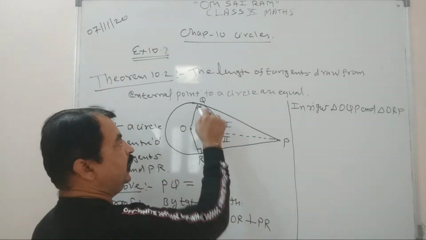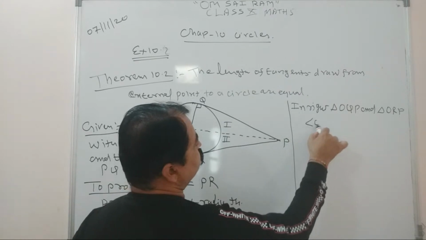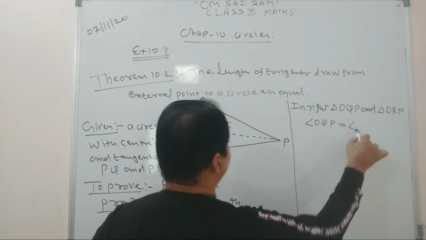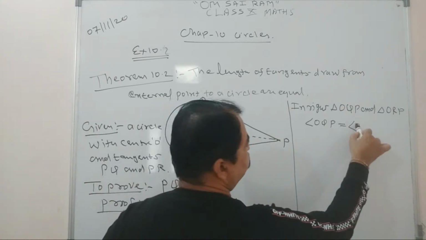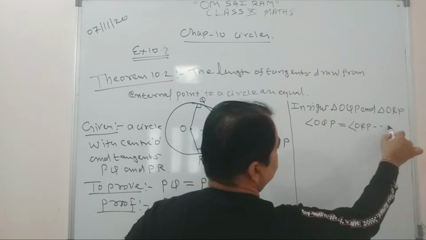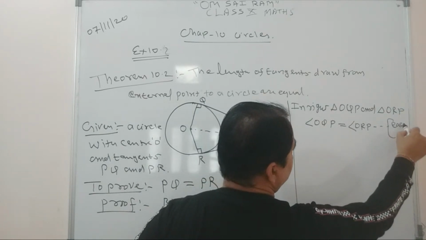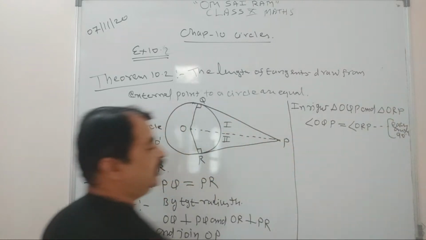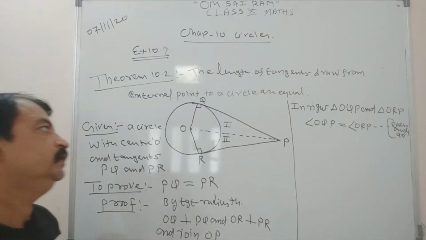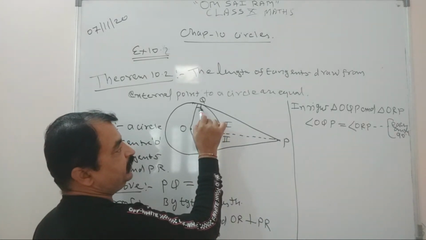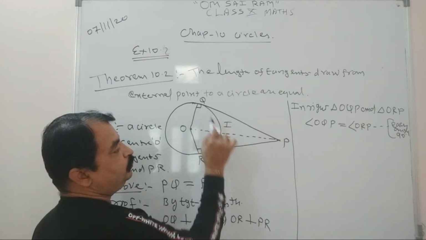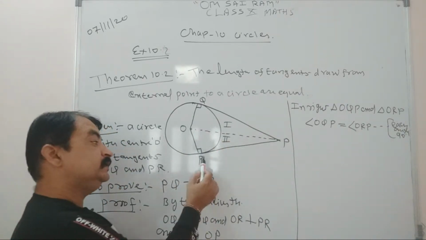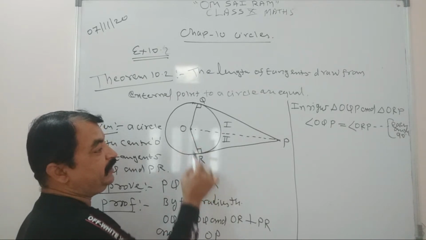See, angle Q, that is angle OQP, is equal to angle ORP. What reason will you put? Each angle is 90 degrees, by the tangent radius theorem. Then you see, if Q is a right angle, then its opposite side, that is OP, will be the hypotenuse. See, the same thing you will find in triangle ORP.